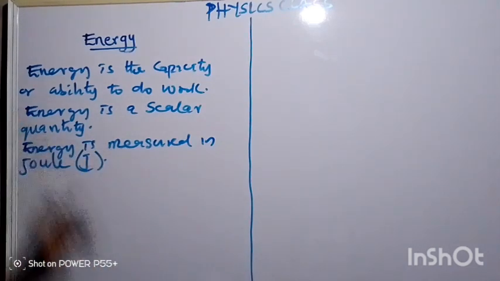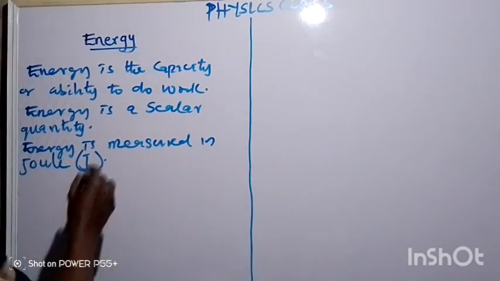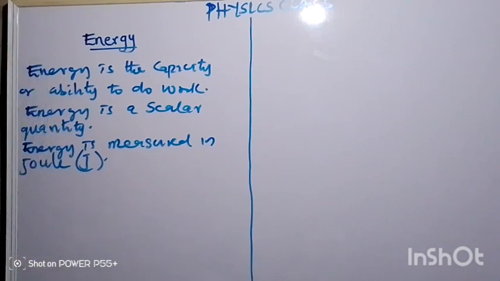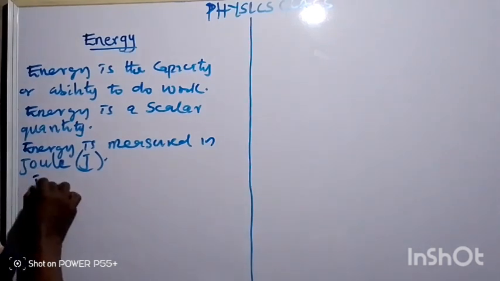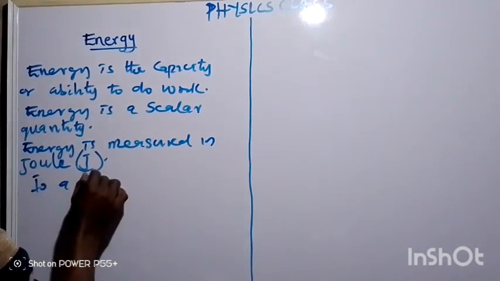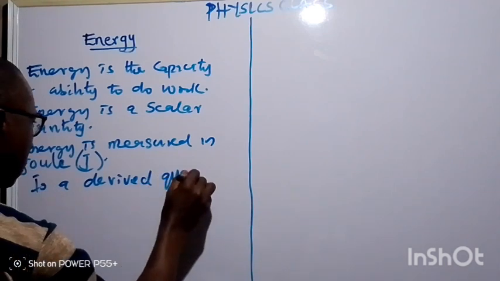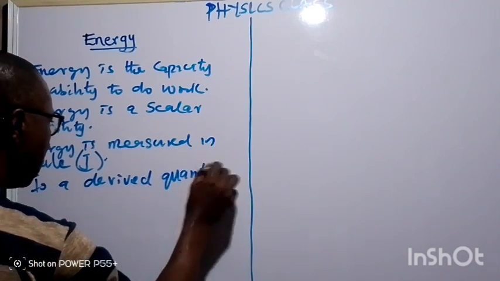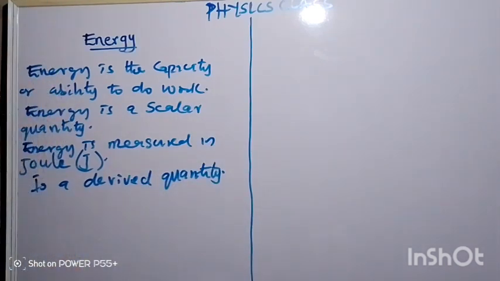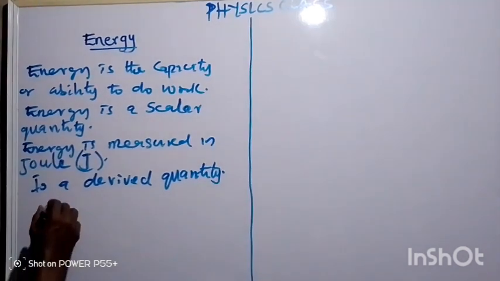Don't forget, we talked about joule under work, so we are repeating ourselves now. Since energy is measured in joule, it is also a derived quantity. Derived quantity.